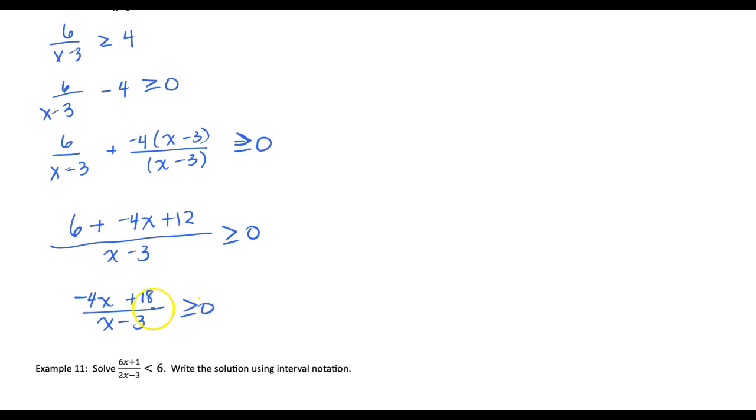So now what we want to look at is we could have a negative in the numerator and a negative in the denominator, and that would be a positive. Or we could have a positive in the numerator and a positive in the denominator, and that could also be a positive. So again, we want to test the regions. How we're going to get our regions is we're going to use the numerator to find the 0 value. So negative 4x plus 18 equals 0. And then I'm going to simplify this, dividing both by negative 2, so I get 9 halves.